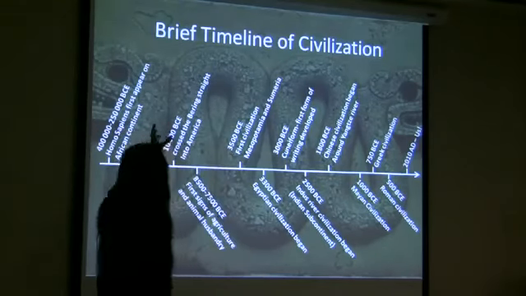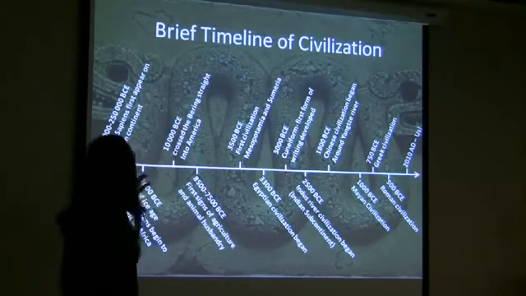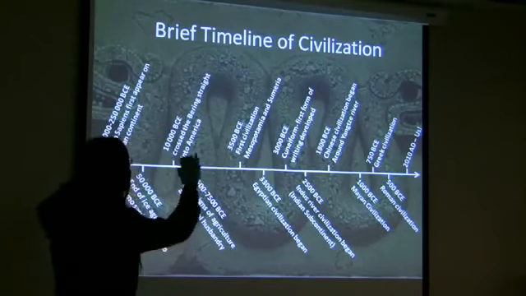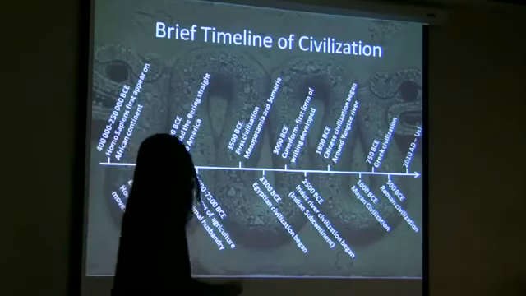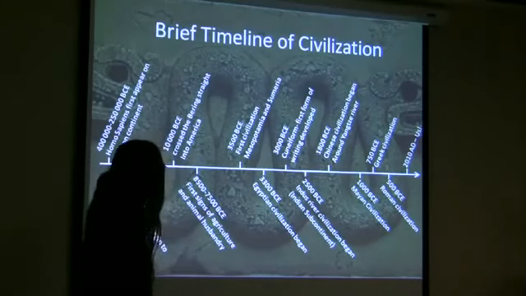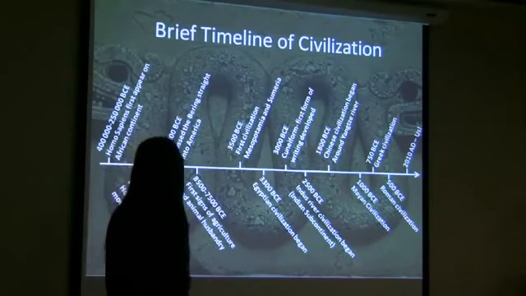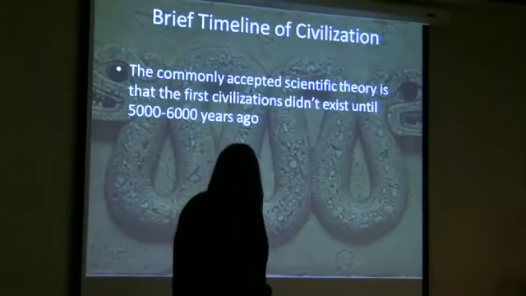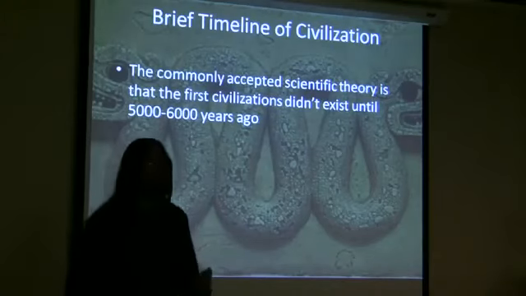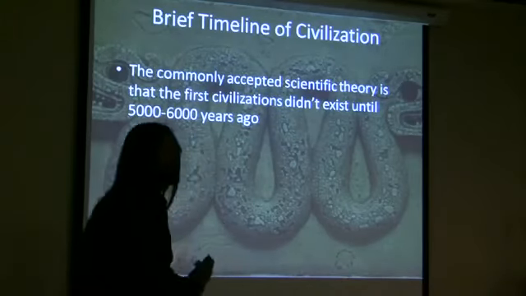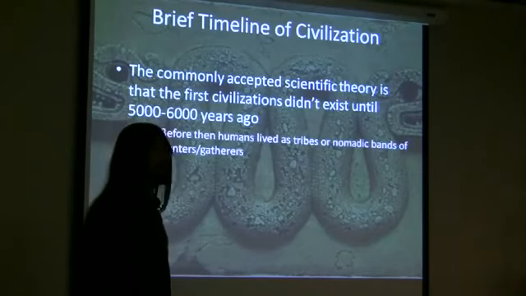So this is a very brief timeline, obviously, but this is what modern science tells us. This is the history of civilization, and it all fits on one slide. We go back about 400,000 years, and those are the big milestones. If this is correct, then the first civilization didn't begin until about 5,000 to 6,000 years ago. That's not really a long time.